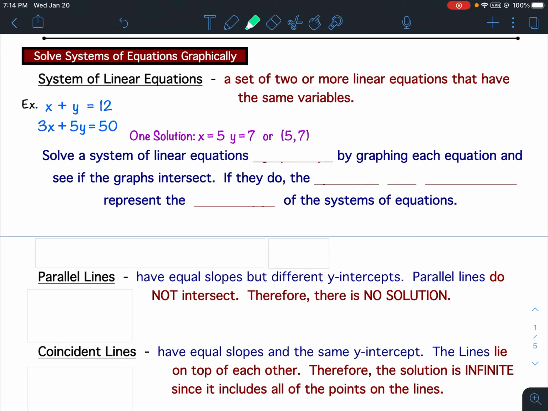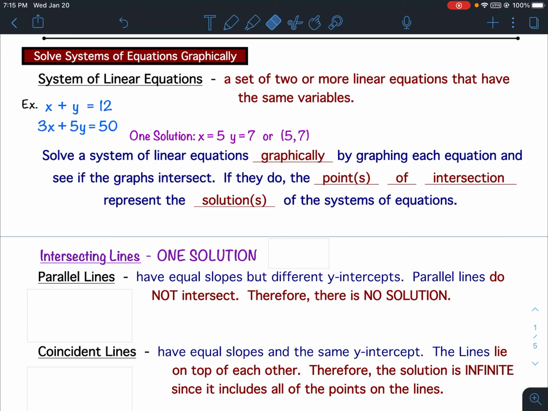Now, when you solve systems of linear equations, and if we're going to do it graphically, then what you want to do is you graph each equation and you see if the graphs intersect. So we're going to be given 2 equations, you're going to graph them, and you're going to see if they intersect. If they do intersect, then the point of intersection represents the solution of the systems of equations. So where they intersect is the solution if they are intersecting lines. So once again, above parallel lines, I'd like you to write this down. Intersecting lines are one solution.